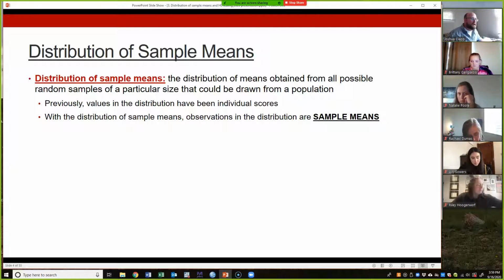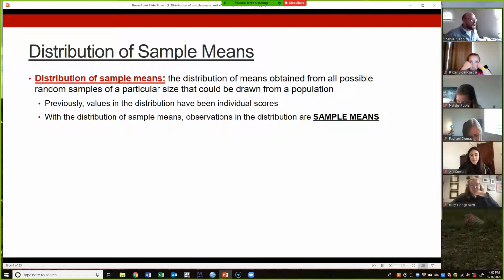With our distribution of sample means, the observations in our distribution are means of samples. For example, let's just say, for convenience's sake, my population of interest is University of Wyoming on-campus students, and we're interested in the average height of University of Wyoming students for whatever reason. We've got a boring research agenda.